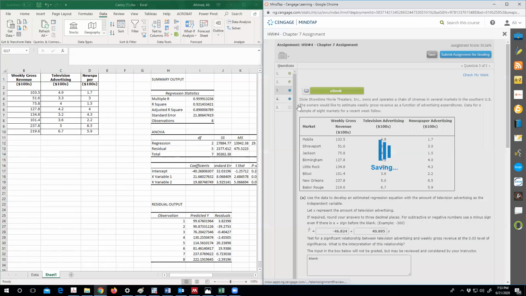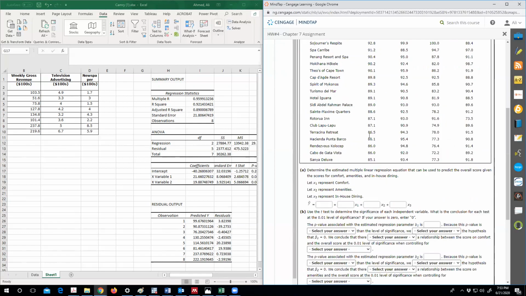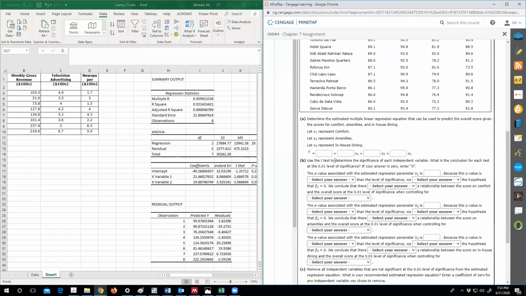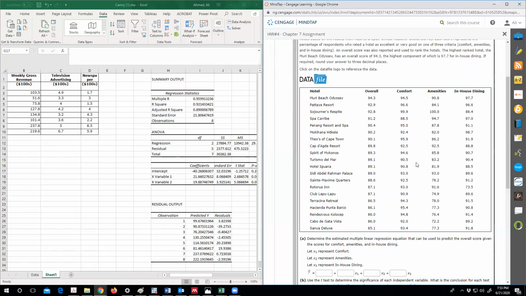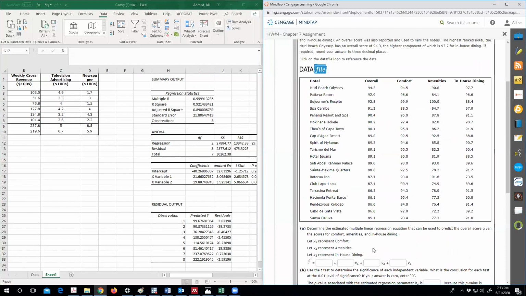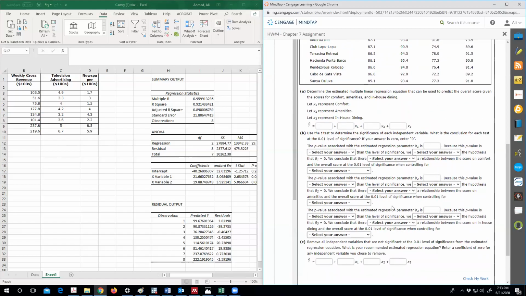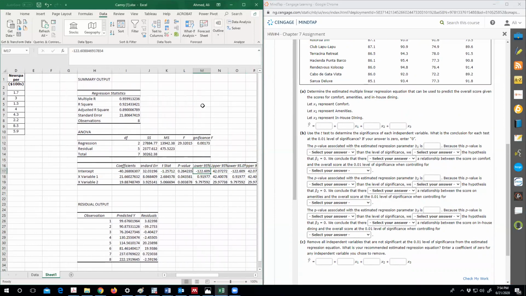Okay. So question number 4, I think it's the same thing, but extended, with more variables. So there are 3 variables, and one of them would be Y. So you have to see which one is a Y. Comfort is X1, amenities is X2, in-house dining is X3, and overall would be the Y. But here you have to talk about all the tests, significance, and all those things, which are actually coming from this column.